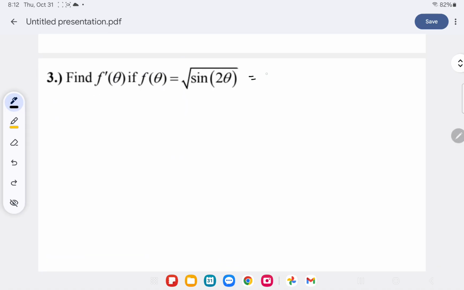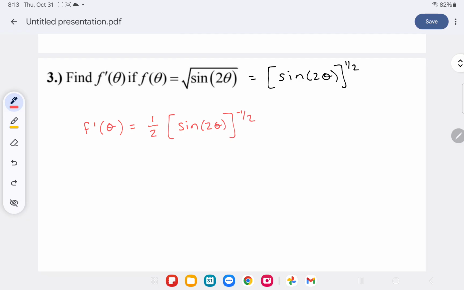Another one, this one's actually really similar to the one we just did. I'm going to rewrite it as sine of 2 theta to the 1/2 power. So I've got the chain rule a couple of times again. When I start, I'm going to take the power of the outside, so using the power rule. So 1/2 of sine of 2 theta to the negative 1/2. Then I'm going to take the derivative of the inside.